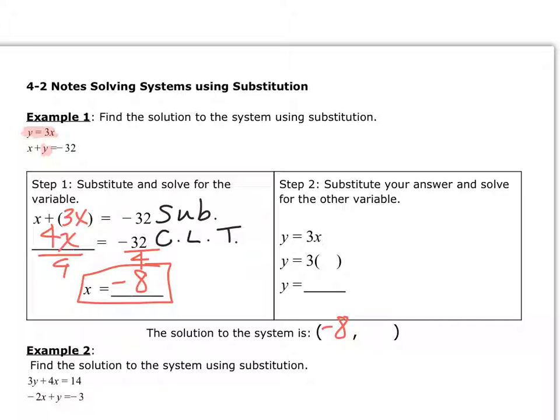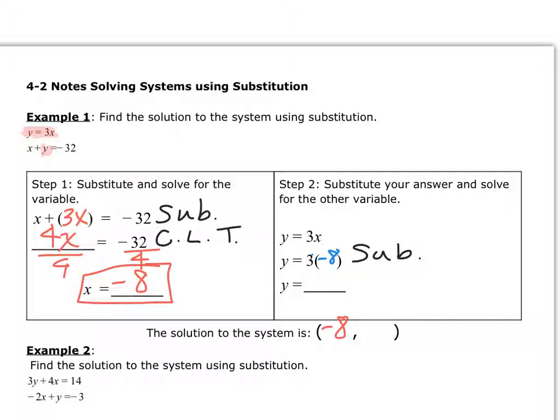Could I have plugged it into x plus y equals negative 32? Yes, and I'd get the same answer, but maybe not in as few steps, right? So I'm going to plug in. I found that x was negative 8, so I'm going to say y equals 3 times negative 8. So again, we substitute. We do a lot of substituting. That's why we call this one solved by substitution.